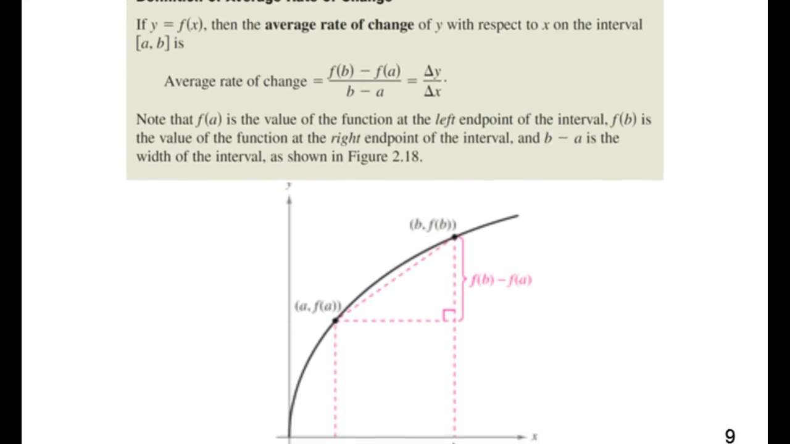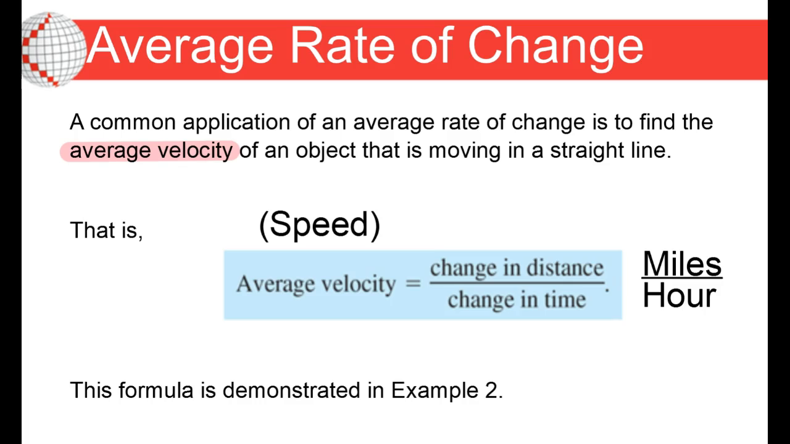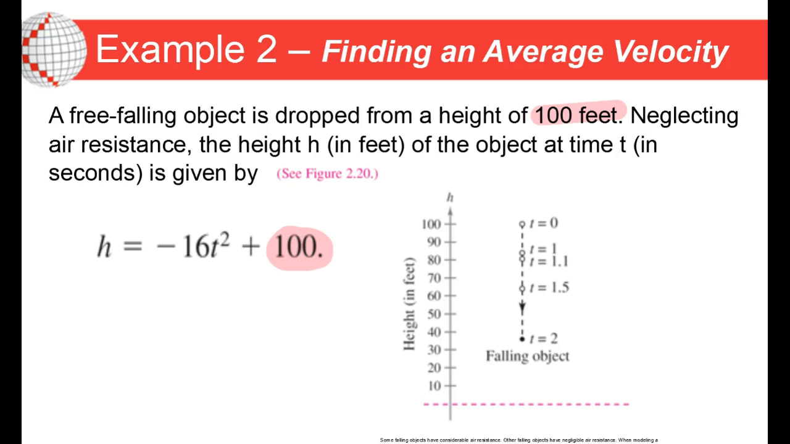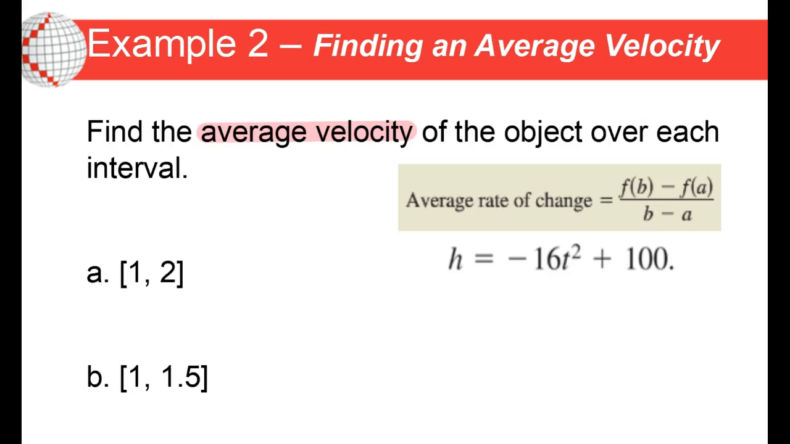Average rate of change. Average is again 2 points, the secant. The average velocity, which is another word for speed. It's common with miles per hour. The change in distance over change in time. So if you have an object that's falling, and it starts up at 100 feet, we can find average velocity between 2 times, and we'll look at the intervals between 2 times.